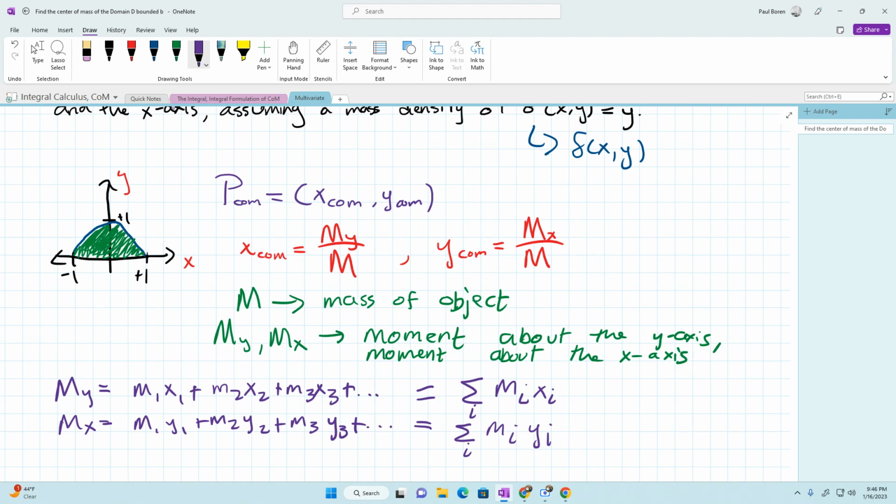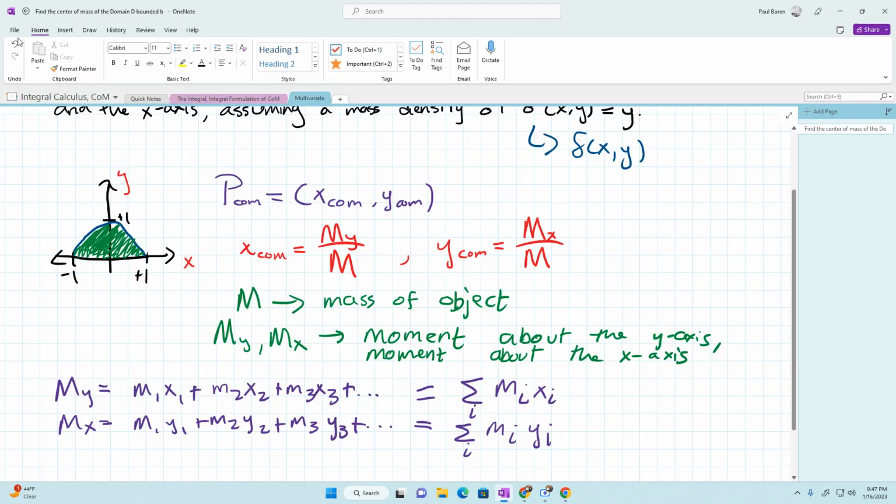And then for your m sub x, your origin is the x-axis, and you're counting up your y position from there. That's why they use this notation. And again, it is confusing. It's just one of those things that you will have to get used to.